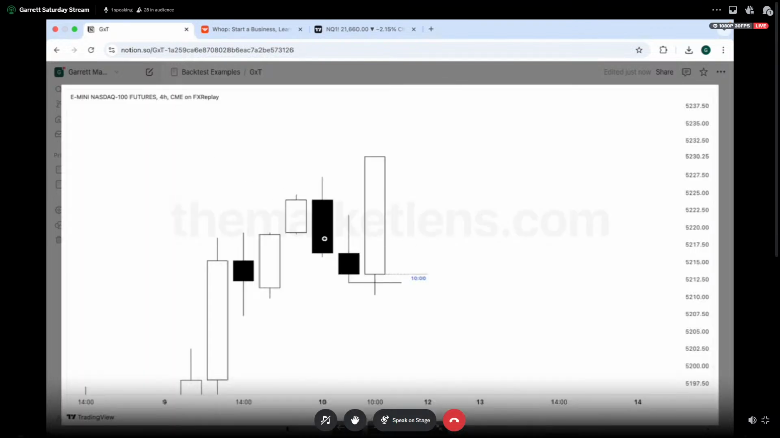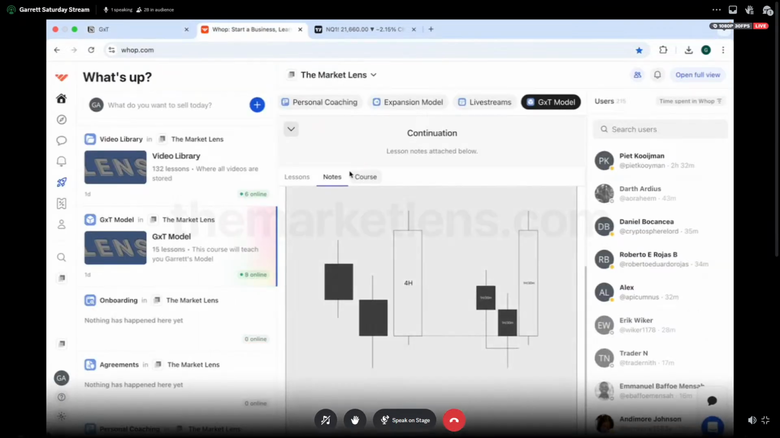So moving on. Here is just a 10 a.m. reversal. Right? You see the 10 a.m. reversal into expansion candle. So that would look something like this, right?